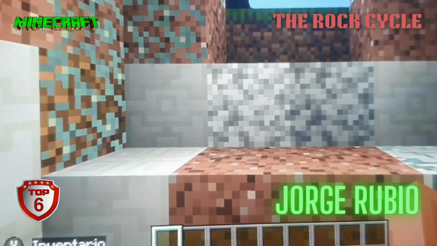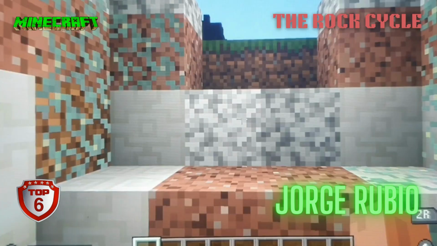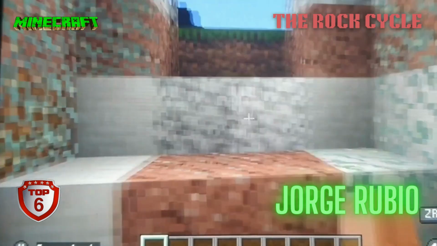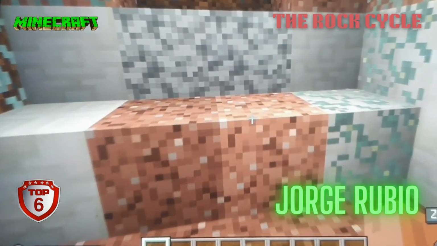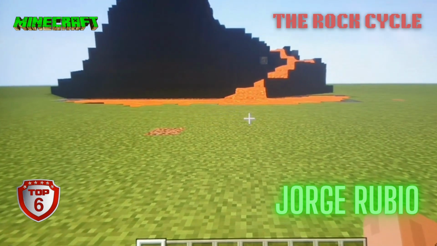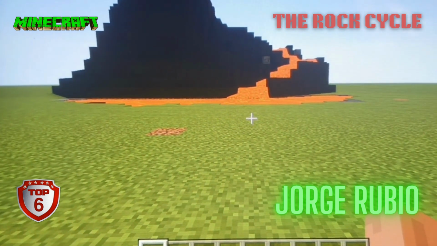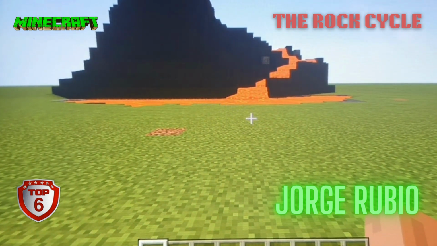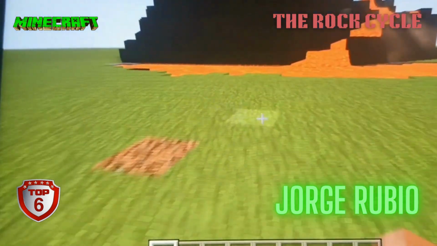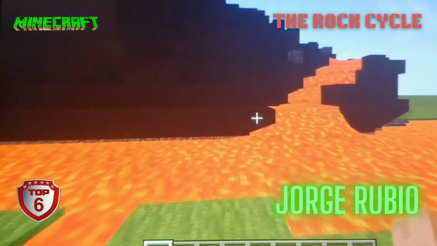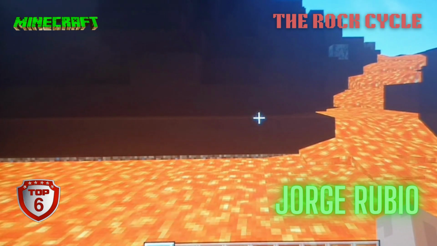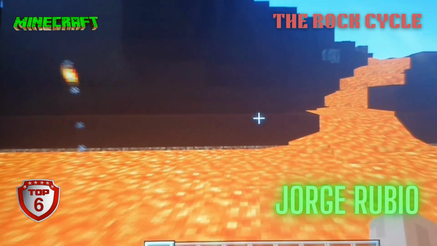Hello and welcome to my biology and geology work. Today we are going to explain the cycle of rocks. There are three types: sedimentary, metamorphic, and igneous. We are going to start with the igneous. There are two types of igneous rocks: intrusive and extrusive, or volcanic and plutonic.